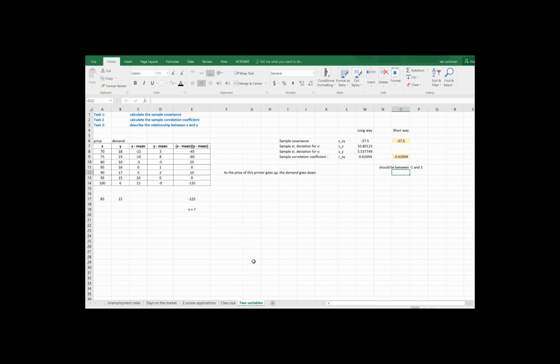Okay, all right, this is how you would compute your covariance and correlation coefficient for a bivariate set of data.